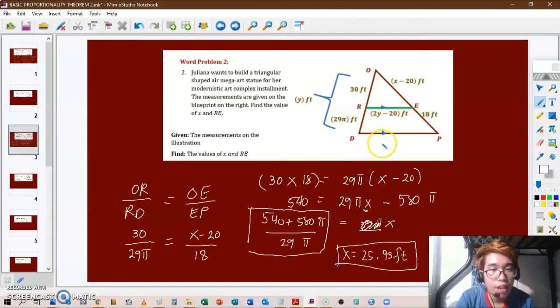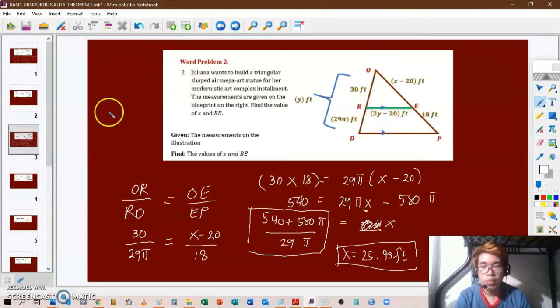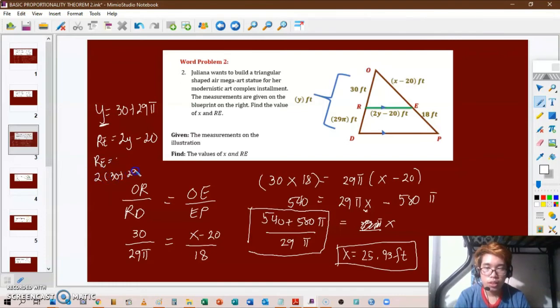So let's solve for the value of RE. RE is equal to 2y minus 20 feet. But we know that the value of y is equal to OR plus RD, or OD itself. So y is equal to 30 plus 29 pi. Therefore, we can substitute this value into RE, which is 2y minus 20. So RE is equal to 2 times (30 plus 29 pi) minus 20.